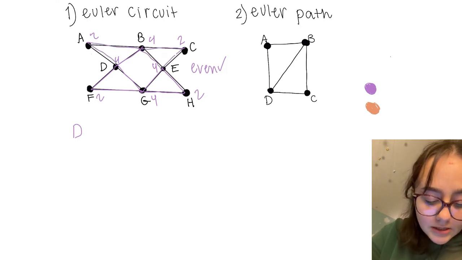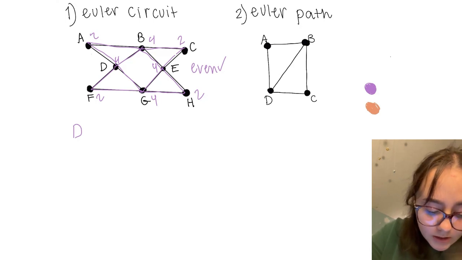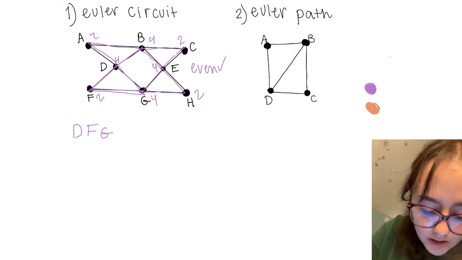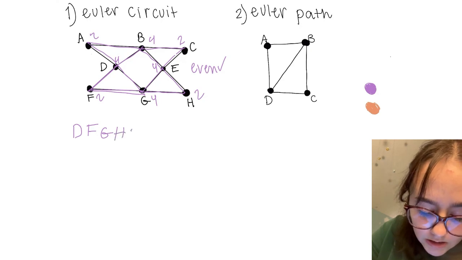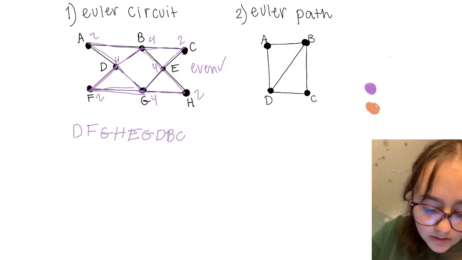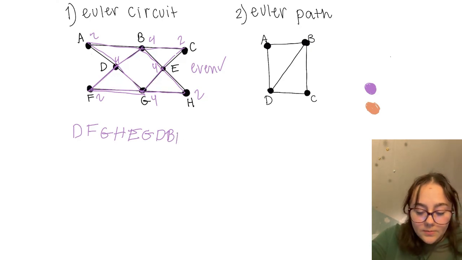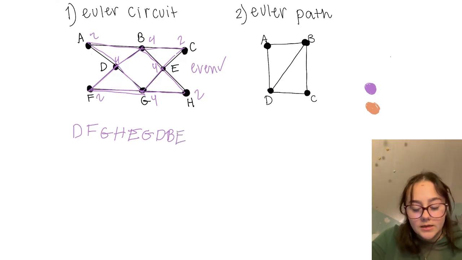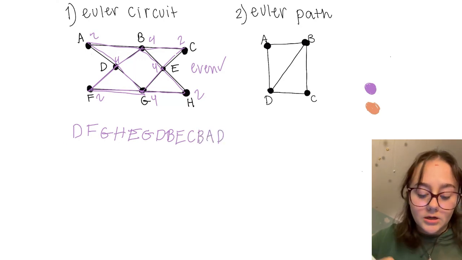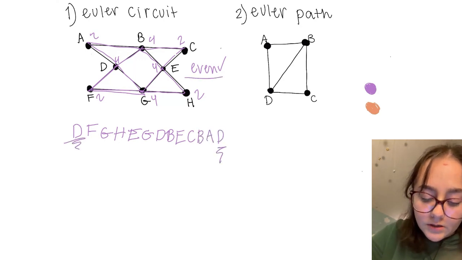So we started with D and ended with D. We can go over that again. D, F, G, H, E, G, D, B, C, E, F, G, E, B, A, D. So that would be the circuit. It starts and ends with D, and all degrees are even.